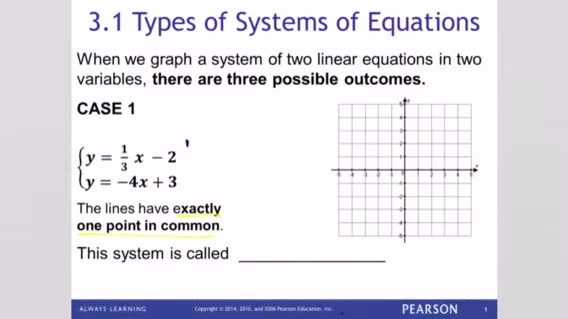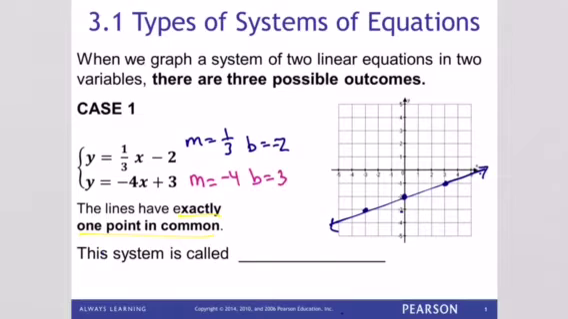So let's graph these. The m is 1/3 for this, and the b is -2. So let's graph that one first. We got a b of -2. We go up 1/3. We can also go down 1/3, and we get our first line. Our second line has a slope of -4 and a y-intercept of 3. So I graph the y-intercept. I have a slope of -4, so I'm going to go down 1, 2, 3, 4, and over 1. And graph the line. Okay?